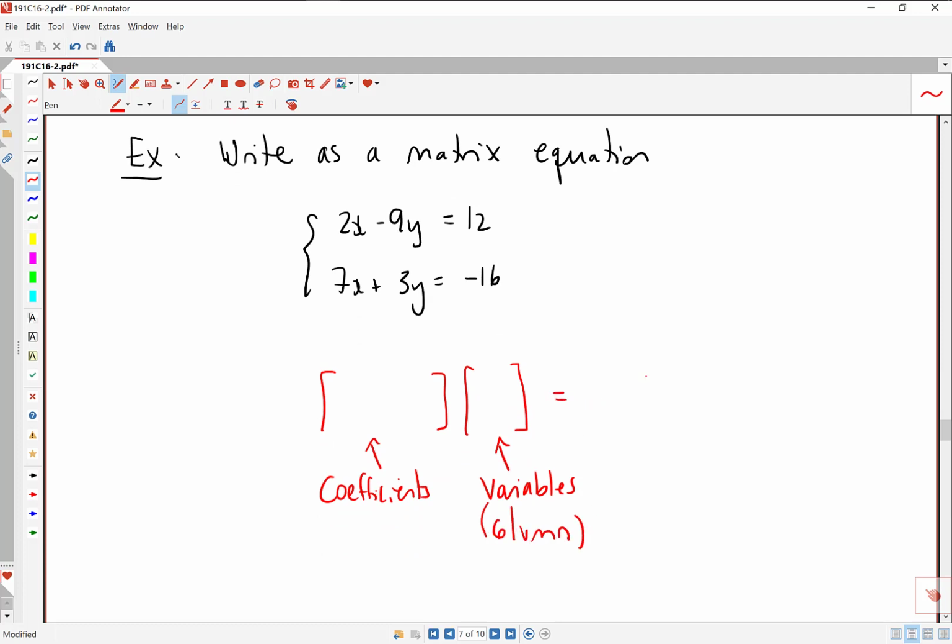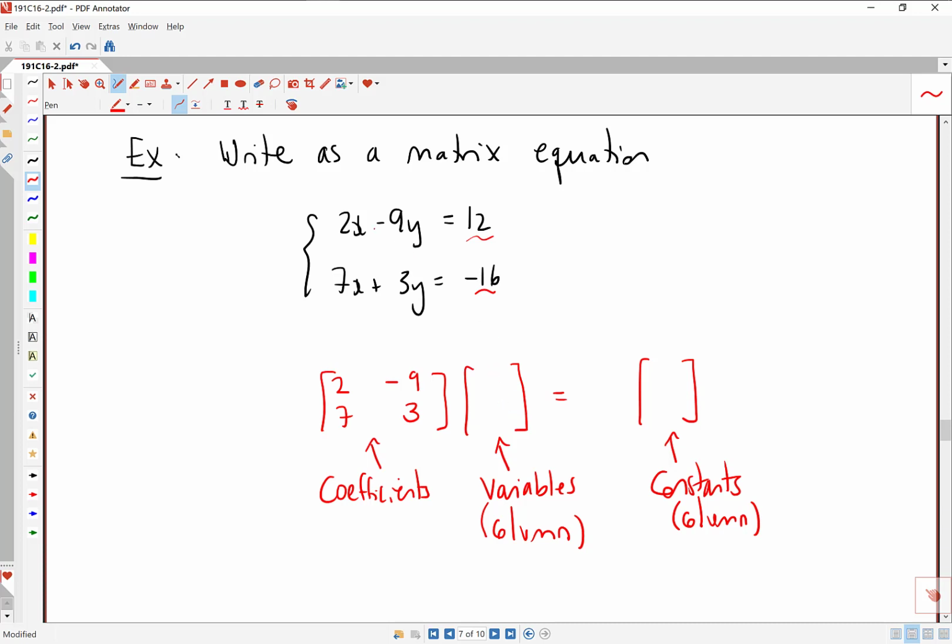And then you say that's equal to a matrix that contains your constants, meaning the numbers from the right side of the system. And again, that's written in the form of a column. So let's pull the coefficients out of the system, writing them down in the same position as they were in the system. We'd have 2, -9, 7, and 3 for our coefficients.